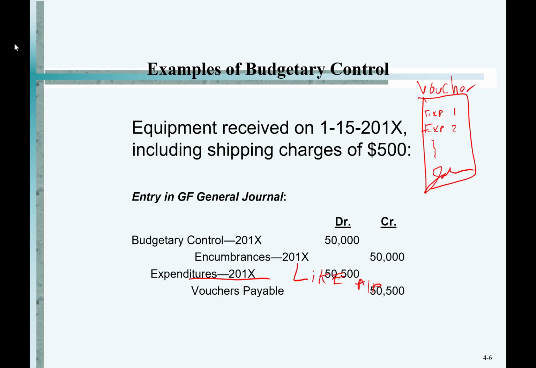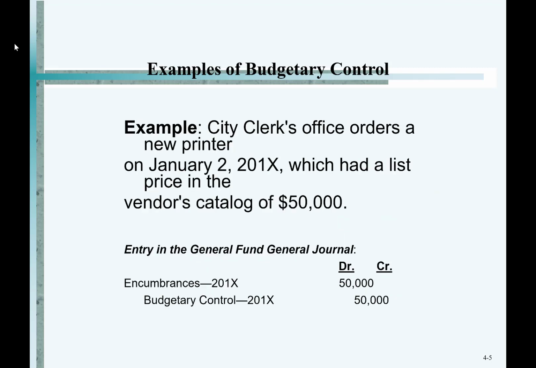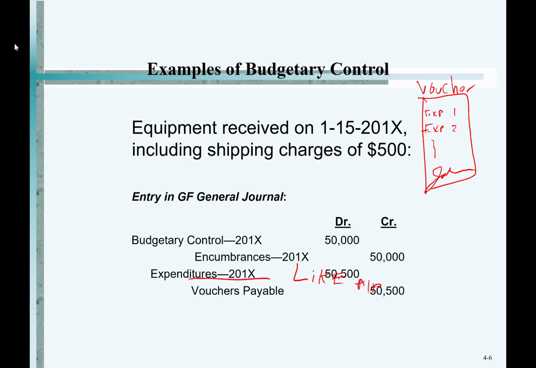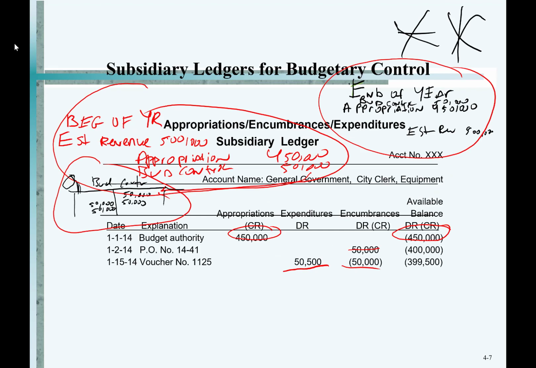Okay? Now, if you look at this process, we debited encumbrances, credited budgetary control. That was when we ordered the stuff. When the stuff came in, we did what? Debited budgetary control and credited encumbrance, reversing the original entry and replacing it with what? The actual expenditure by debiting expenditure and crediting cash. Okay? So when you take a look at this thing right here, this is an appropriations ledger.